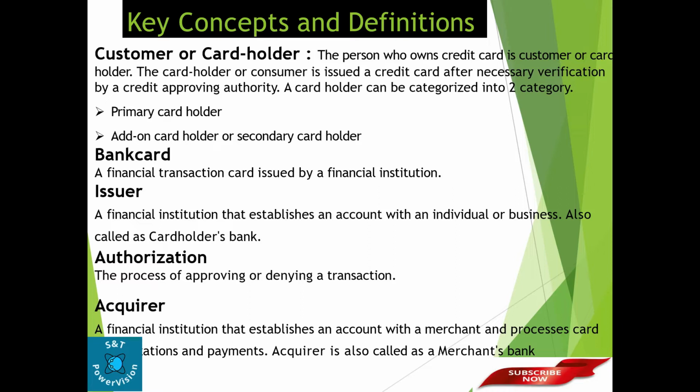Now bank card: a financial transaction card issued by a financial institution. So the issuer: suppose we got a card from a bank. Just take an example, we are holding a Citibank credit card. In this scenario, Citibank is the issuer. Authorization: suppose we are doing some purchases. When we swipe, that is called the authorization request. The process of approving or denying a transaction is called the authorization.